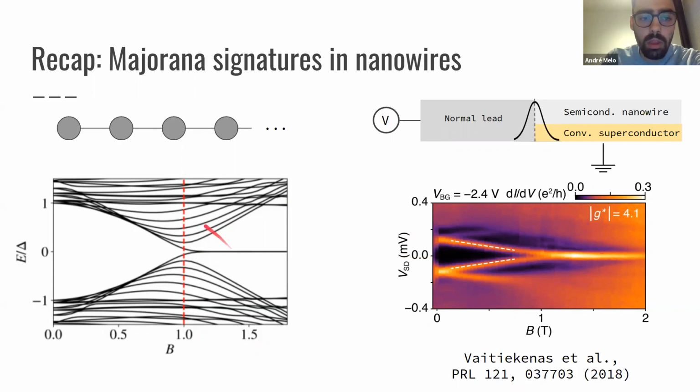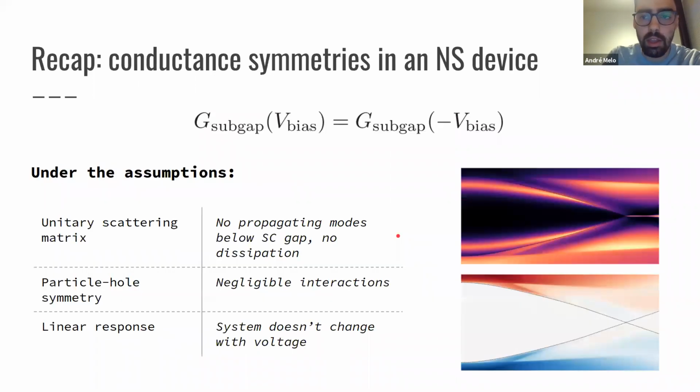We know that the spectrum of this model is particle-hole symmetric, meaning that if I have a state at energy E, I also have a state at energy minus E. And we know that this conductance reflects the density of states of the system. So is the conductance also particle-hole symmetric? Meaning, if I have a conductance at V, do I have the same conductance at minus V? And the answer is yes, provided that some assumptions hold.